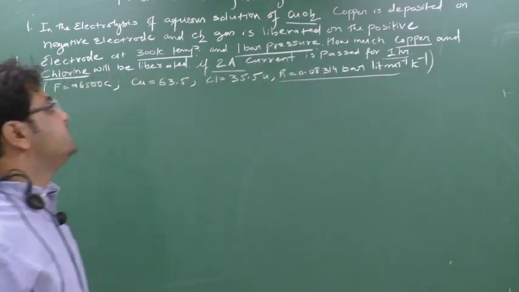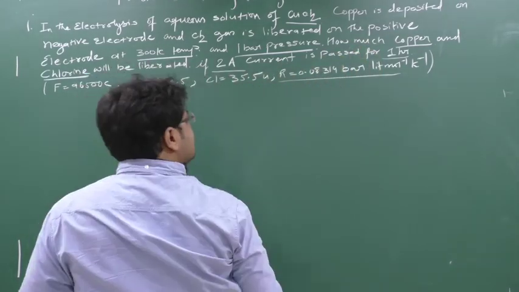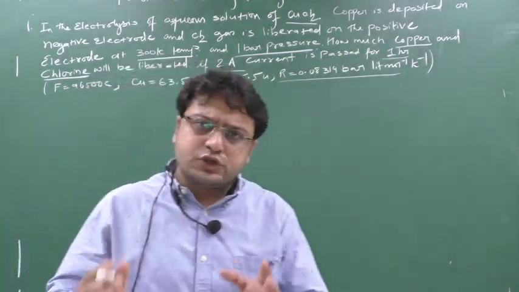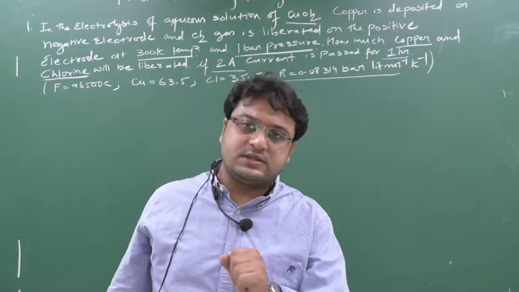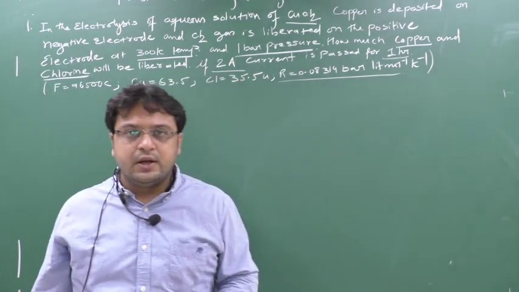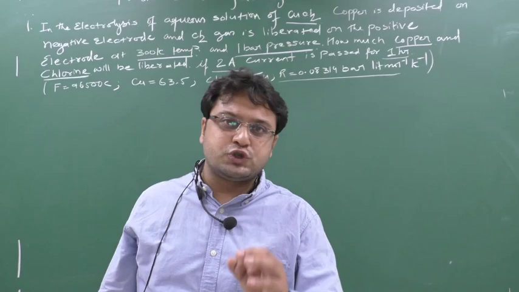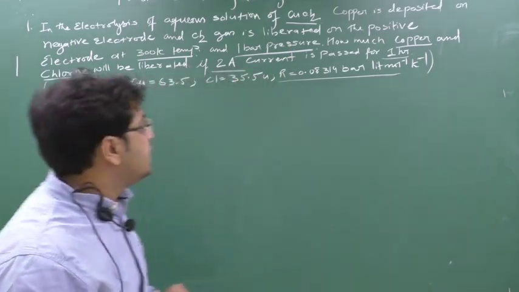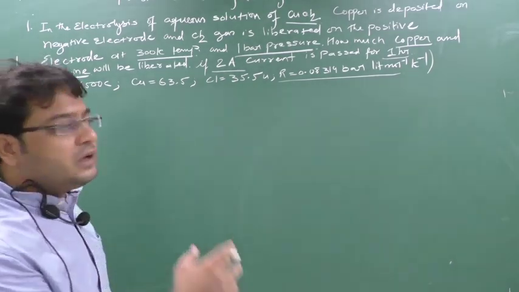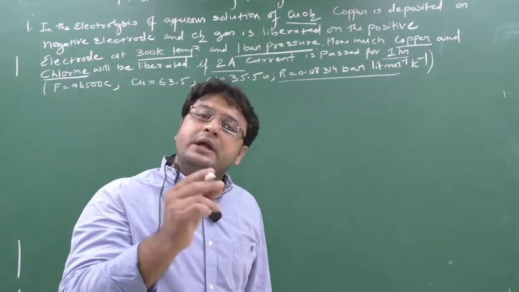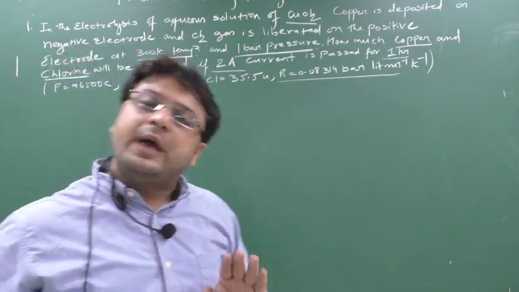Point number 2. Now they have asked how much copper and chlorine. It is clearly mentioned that copper is a solid, whereas chlorine is a gas. So when copper is a solid and chlorine is a gas, a gas cannot be measured in kg or gram. So gas should be measured in volume. So how much copper and chlorine means the question is telling us to calculate the amount of copper in terms of gram and the amount of chlorine in terms of ml or liter.